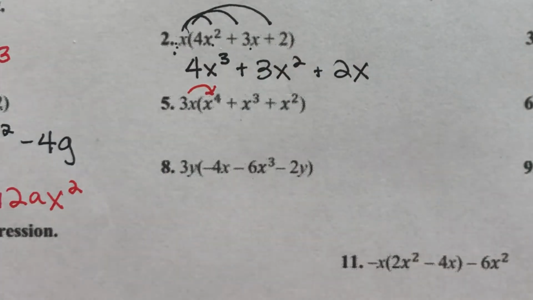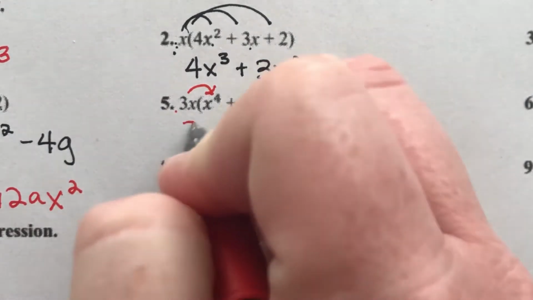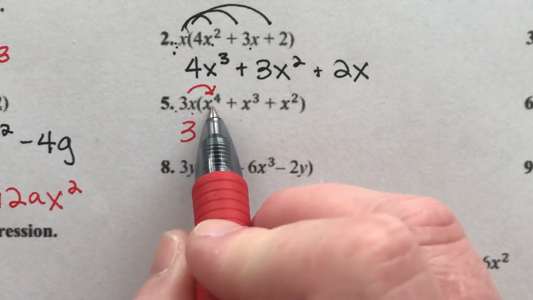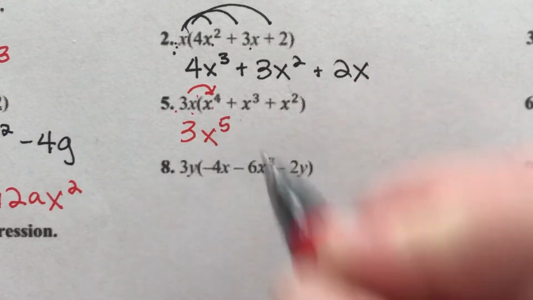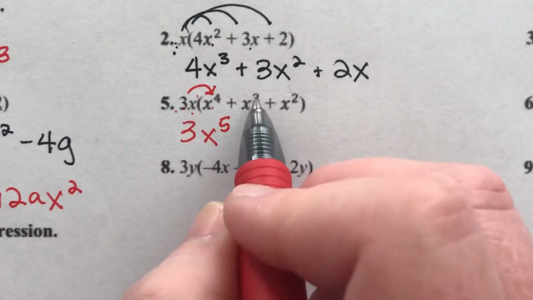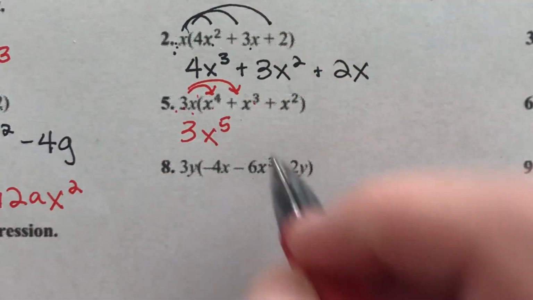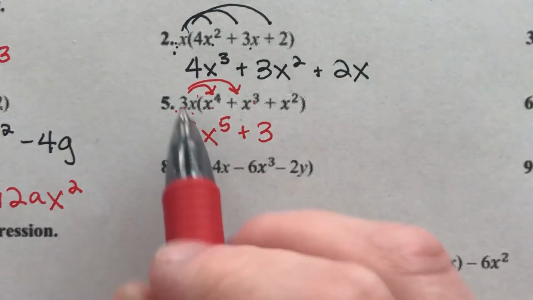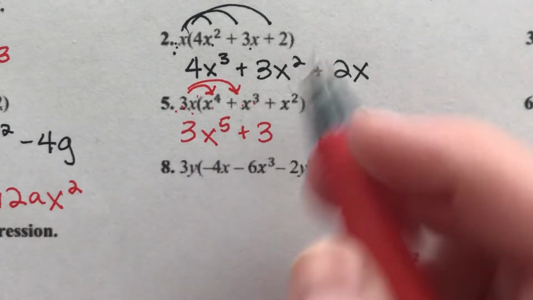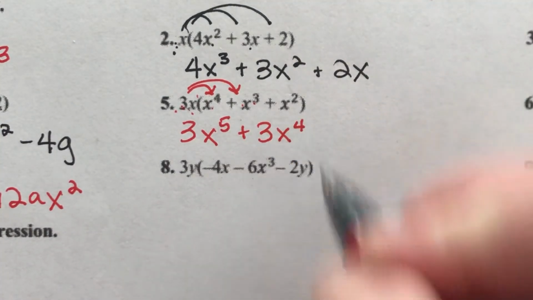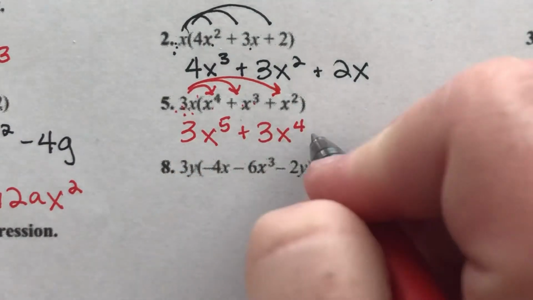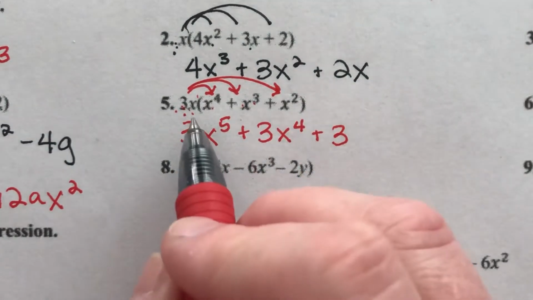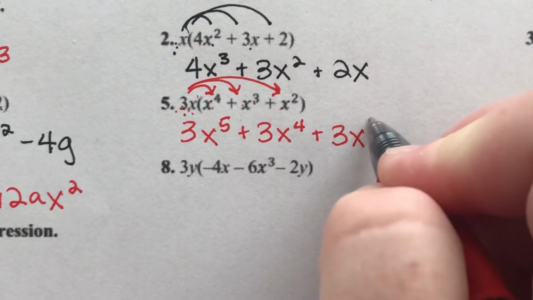3x times x to the fourth. 3 times 1 is 3. X to the first times x to the fourth is x to the fifth. 3x times x to the third. The 3 stays 3. 3 times 1 is 3. And x times x to the third is x to the fourth. And then 3x times x squared. 3 times 1 is 3. And x times x squared is x to the third.